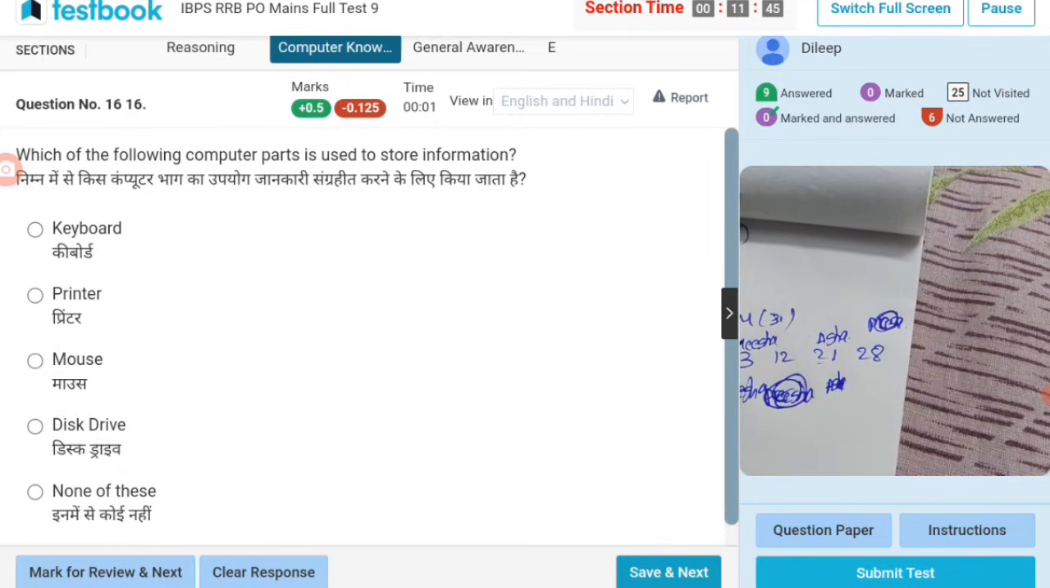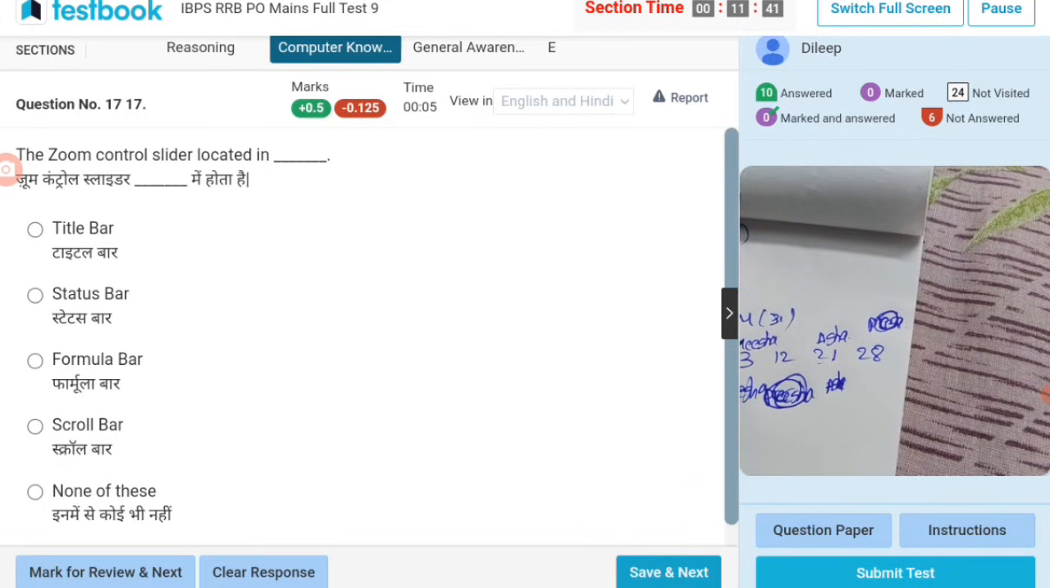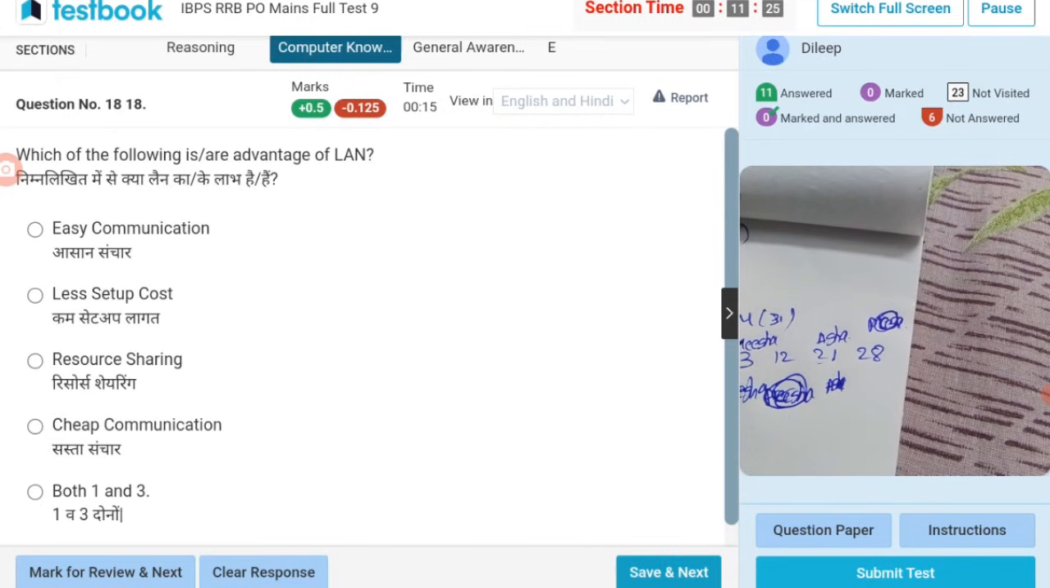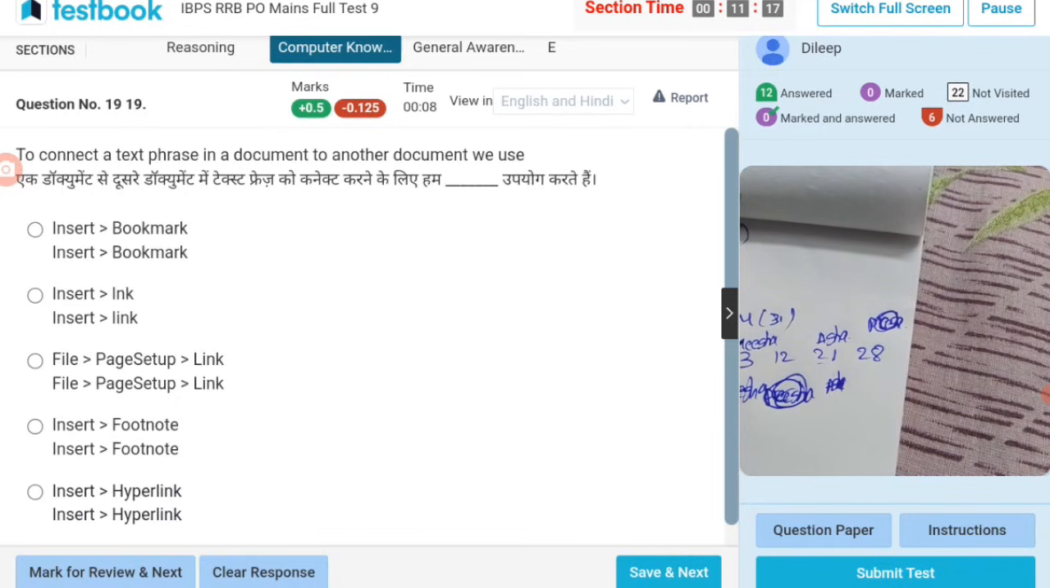Which one of the following computer parts is used to store information? Disk drive. The zoom control slider located. So zoom means title bar, I think. Which of the following advantage of local area network? Easy communication and resource sharing, I think.